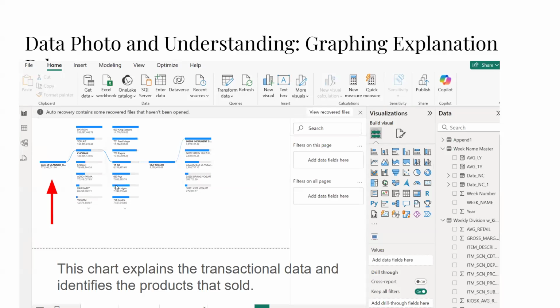So this is a decision tree based off the data, and it tells you what type of yogurt is sold and what the highest value associated with it is. It also explains the transactional data and identifies the products that are sold.